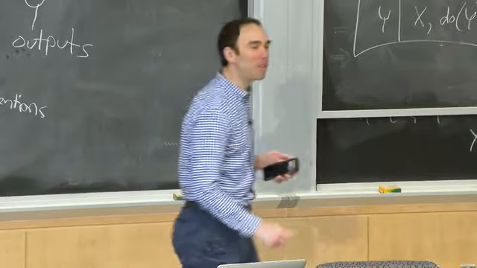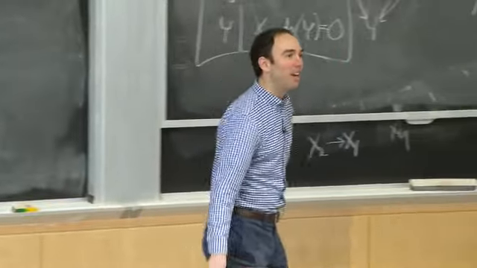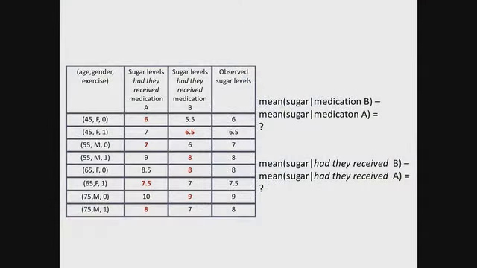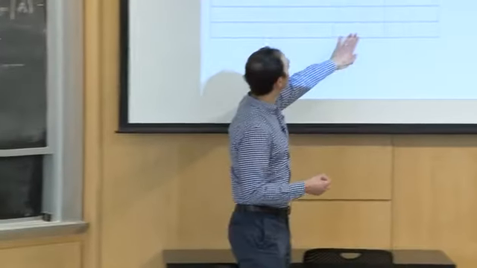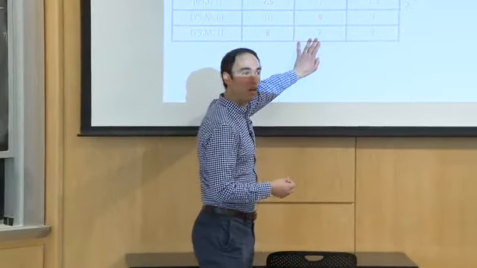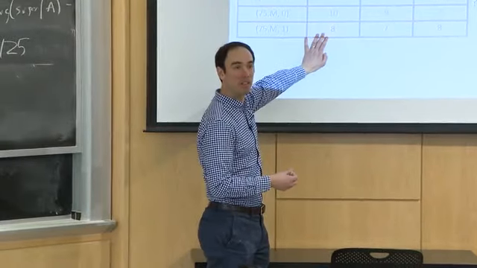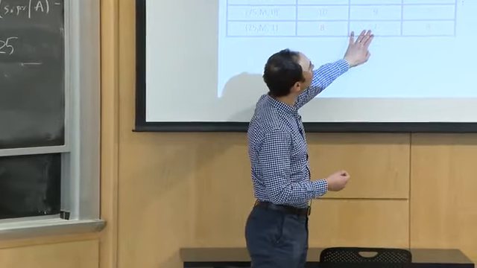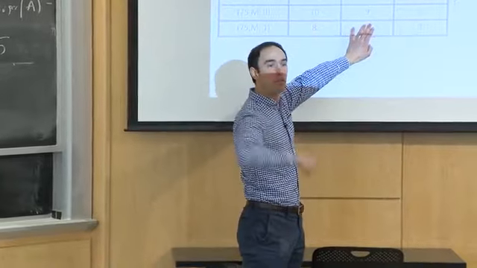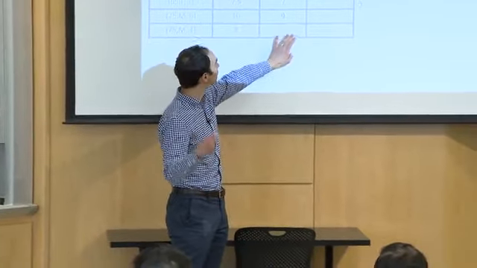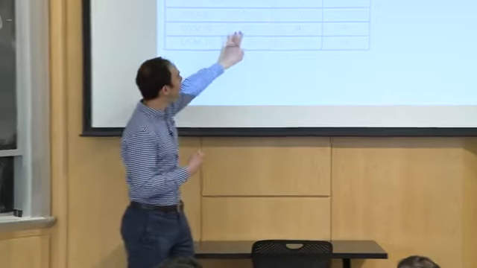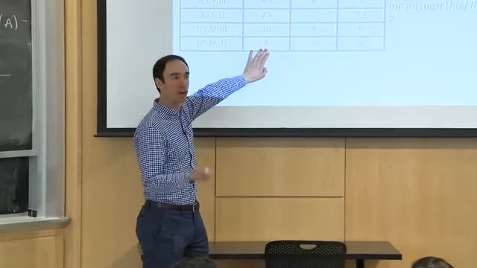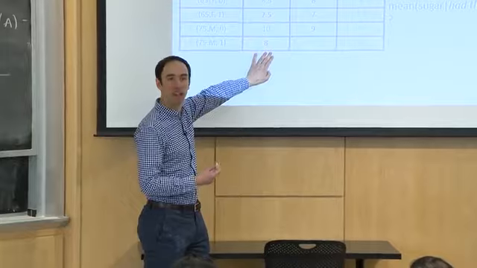Now, let's do something different. Let's compute the actual average treatment effect, where we average every number in this column and every number in this column. This is the average sugar level under the potential outcome had the individual received treatment B, and this is the average sugar level under the potential outcome that the individual received treatment A.